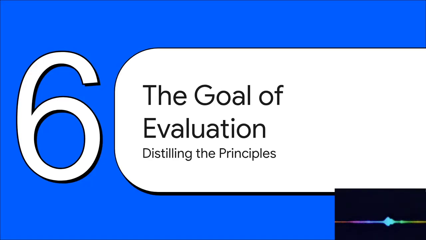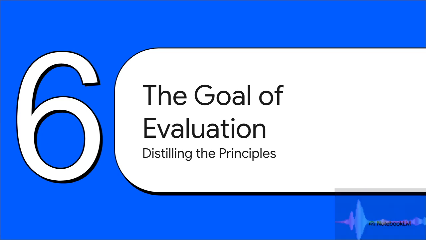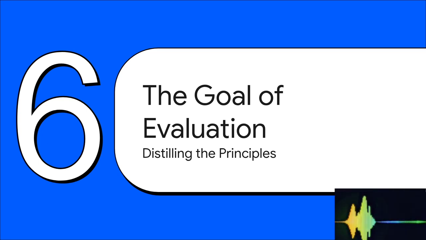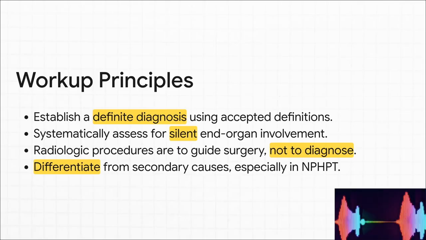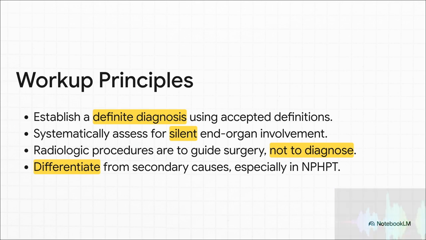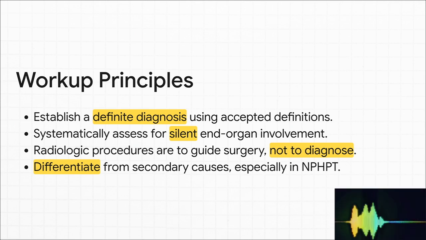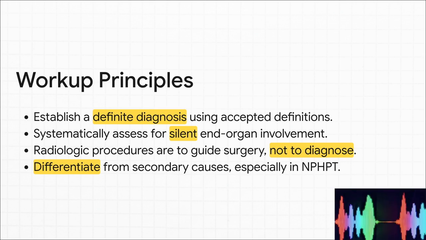So, we've gathered all this data, the labs, the imaging. What's the point of it all? What's the ultimate goal here? Let's boil this whole process down to its most essential principles. Really, it all comes down to this. Number 1, nail down the diagnosis using those strict definitions we talked about. Number 2, your main job is to go on a hunt for any silent end organ damage. That's the top priority in a patient without symptoms.